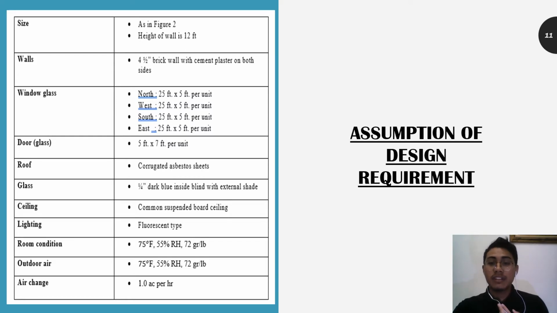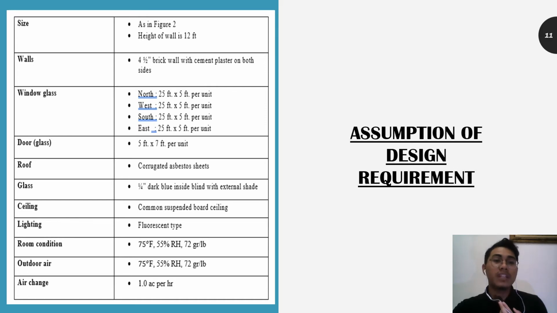And this is the assumption of design requirements for every room. The size is as in the figure I showed before. The height of the wall is 12 feet. The walls are 4.5 inch brick wall with cement plaster on both sides. For window glass, the north is 25 feet times 5 feet per unit, the west is 25 feet times 5 feet per unit, the south is 25 feet times 5 feet per unit, and the east is 25 feet by 5 feet per unit.